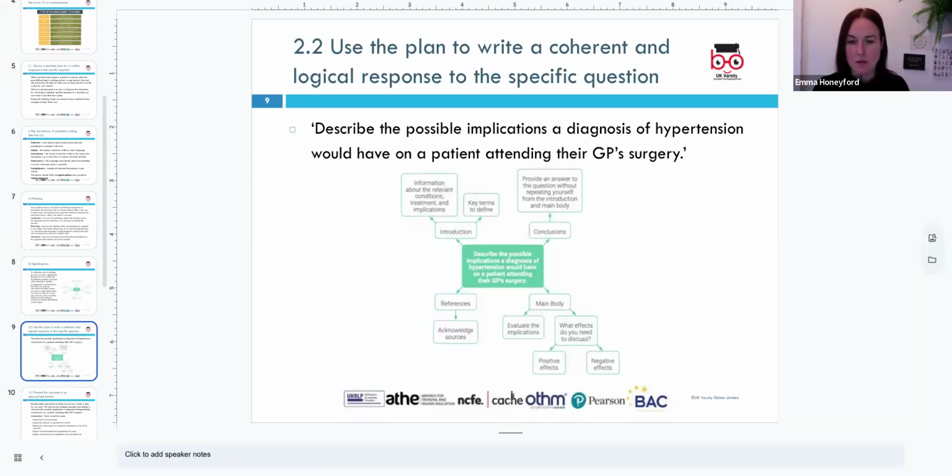So you'll see within the spider diagram, they've put the question at the centre, and then they've broken it down into an introduction to the left, which is then broken down into the two areas: information about the relevant conditions, treatments and implications, and then the key terms to define. So that will discuss in the introduction which terms you are going to talk about within the essay. And then you've got your conclusions. I'll go to that next, sorry.